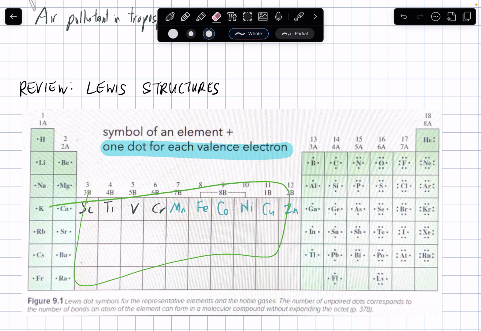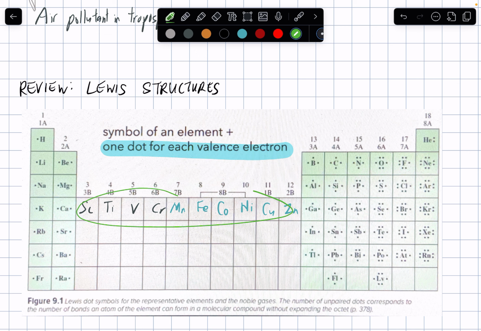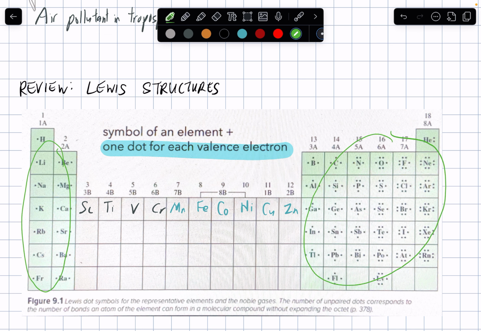Disregard the region for the metals, or I think it's called transition metals. All of these are metals. Let's only focus on the non-metals, which are these. Also, I admit that these are metals as well. Just disregard this rectangle region.